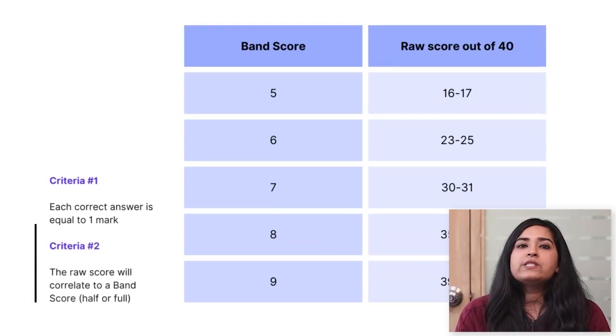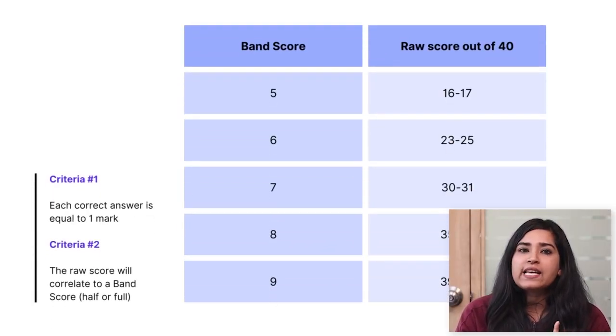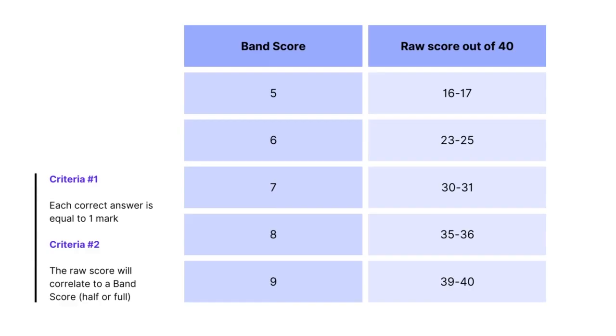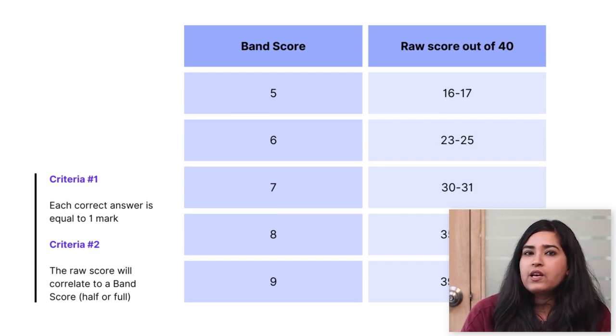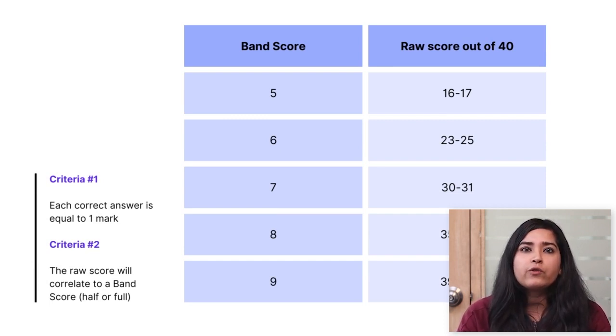Now, on to the assessment criteria. You will receive 1 mark for each correct answer. As there are 40 questions, your marks will be out of 40. The second criteria is that the raw score, that is out of 40, will translate to a band score. As we can see, the table on the right shows us that. A score of 39 out of 40 or 40 out of 40 would translate to a band score of 9. Remember that the IELTS is scored using band scores between 1 to 9.